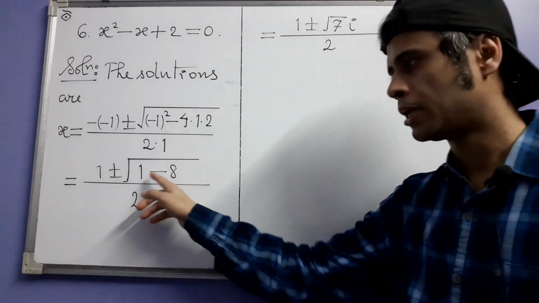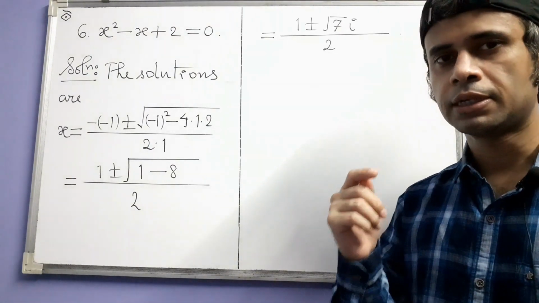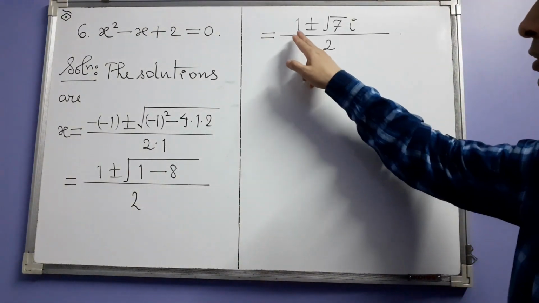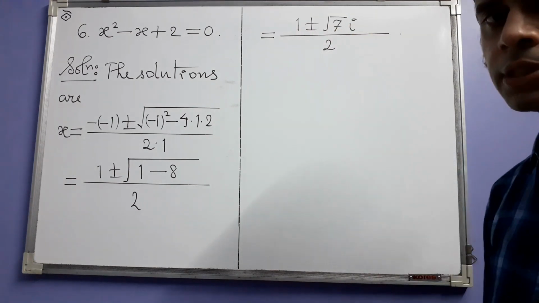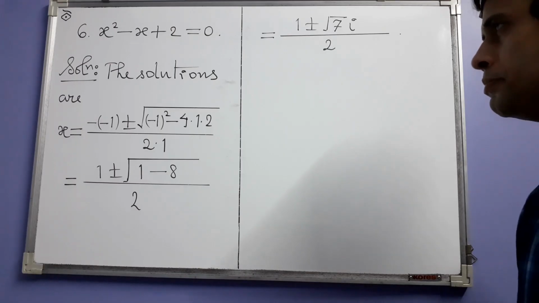So here you are getting minus 7 under the radical sign. So it will be square root of 7 times i. So that way the two solutions are 1 plus or minus root 7i, whole divided by 2. Let's see the next one.